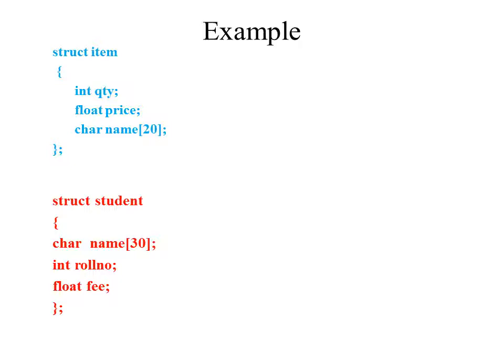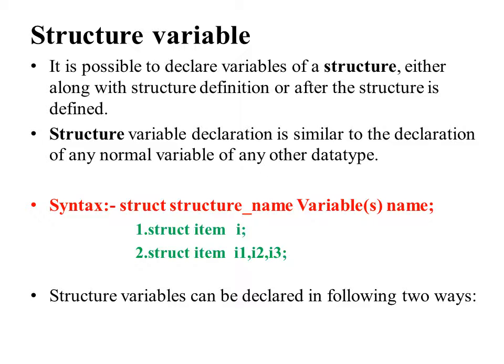There is another structure I have used to explain here, that is struct student. Here struct is the keyword, student is the structure name. It is going to make a collection of the student's different attributes, that is the student's name, roll number, and fees. So name should be character, roll number should have the data type integer, and fee should have the data type float.